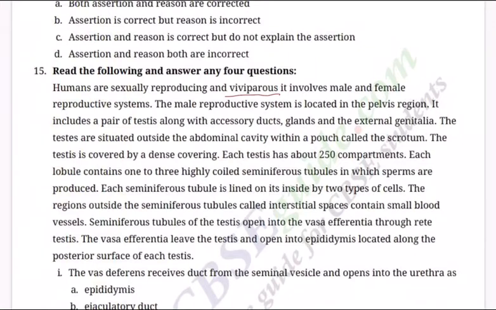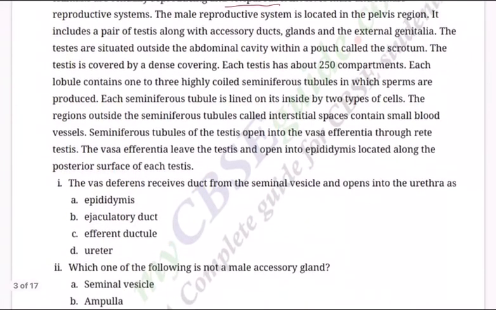The testis is covered by dense covering. Each testis has about 250 compartments. Each lobule contains 1 to 3 highly coiled seminiferous tubules in which sperms are produced. Each seminiferous tubule is lined on its inside by 2 types of cells. The regions outside the seminiferous tubules, called interstitial spaces, contain small blood vessels. Seminiferous tubules of the testis open into vasa efferentia through rete testis. The vasa efferentia leave the testis and open in epididymis, located along the posterior surface of each testis.